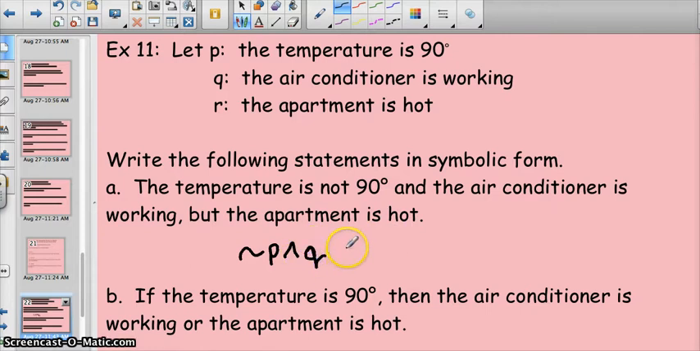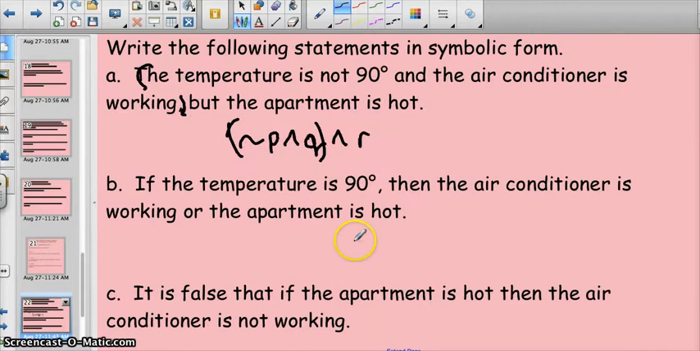Finally, but the apartment is hot. But is another word for and. The apartment is hot is R. But you need to insert some parentheses, guys, so put them where you think they are. They are around the compound statement. Notice here's the comma. The compound statement is the one before, so they'll be around these two. That's where the parentheses go. That's that statement in symbolic nature.